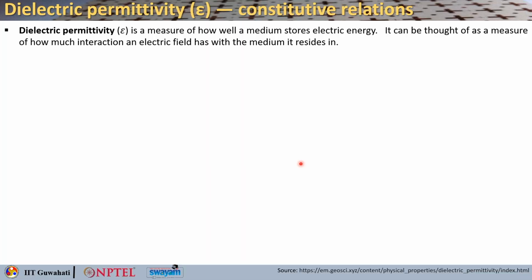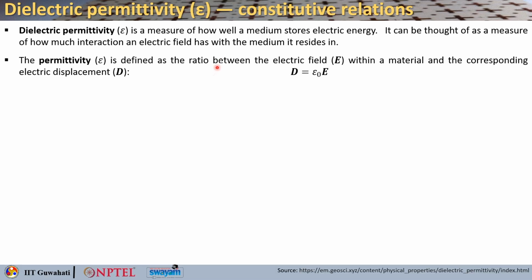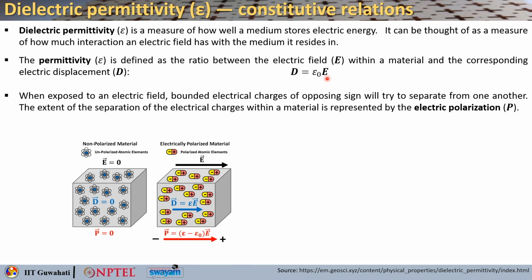So, let us first define electric permittivity. Dielectric permittivity is basically a measure of how well a medium can store electric energy. So, it can be thought of as a measure of how much interaction an electric field is basically having with the medium it resides in. And how to quantify it? So, the permittivity is basically defined as a ratio between the electric field E within a material and the corresponding electric displacement. So, you can write D equals epsilon naught E, right. So, that is basically in vacuum, right. So, we will see how we can do it for the material.